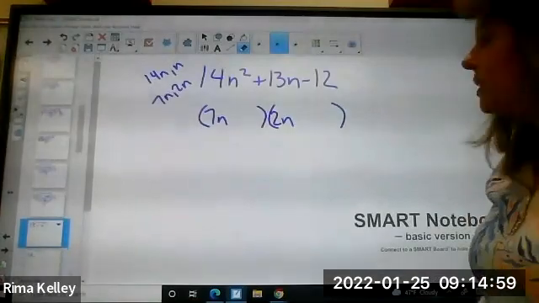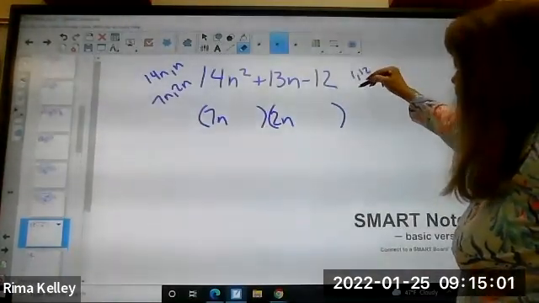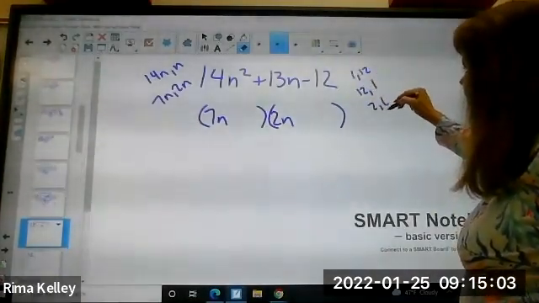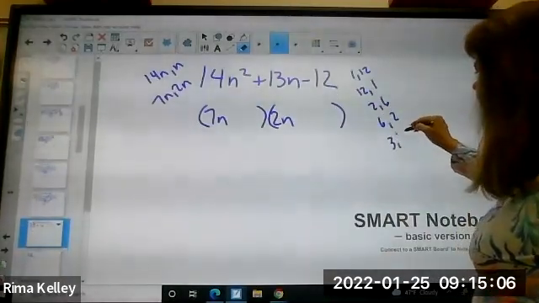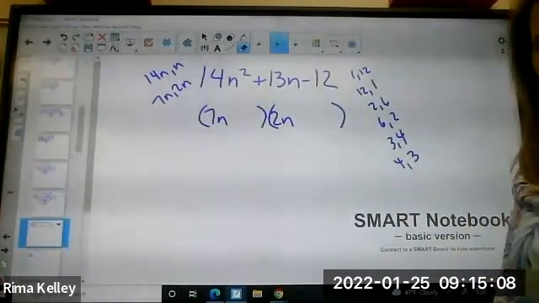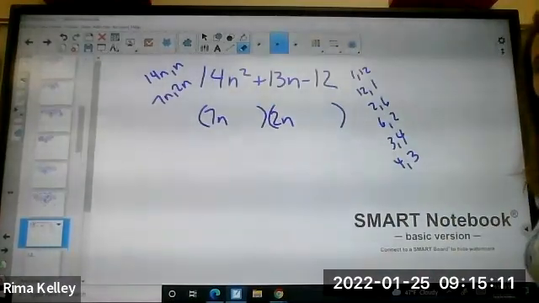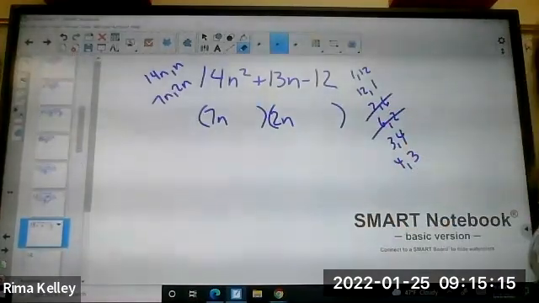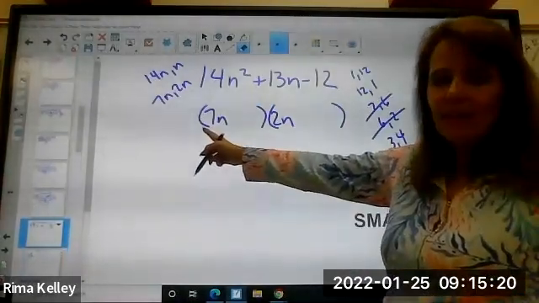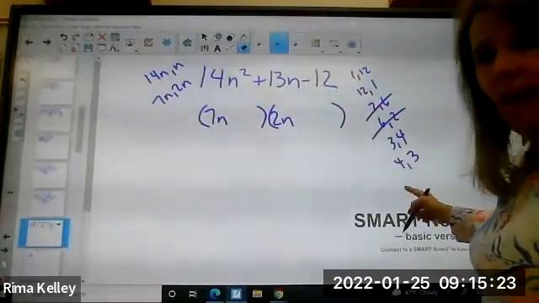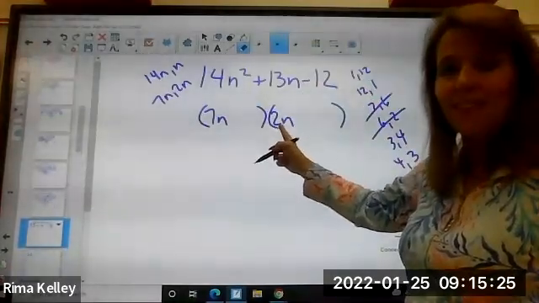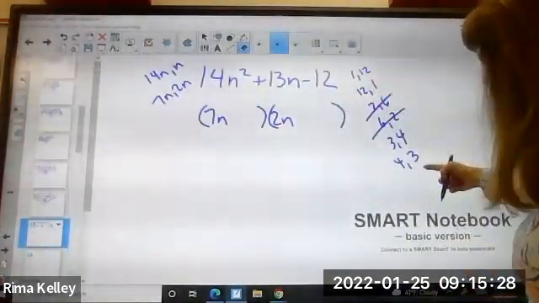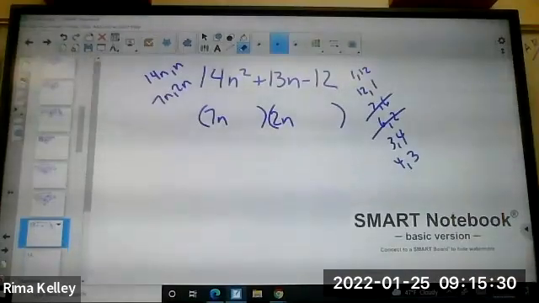All right, 12. 12 is 1 and 12, 12 and 1, 2 and 6, 6 and 2, 3 and 4, and 4 and 3. Middle is odd. Pairs of evens are impossible. So 2 and 6 and 6 and 2 are impossible. Okay, nothing divisible by 7 can be the first number, and nothing divisible by 2 can be the second number. So are any of the second numbers divisible by 2? Yes, this one and this one.